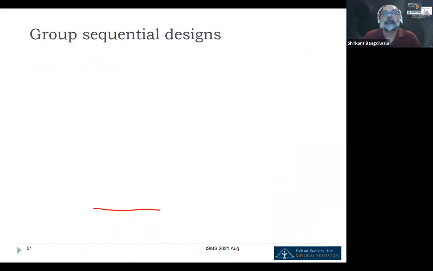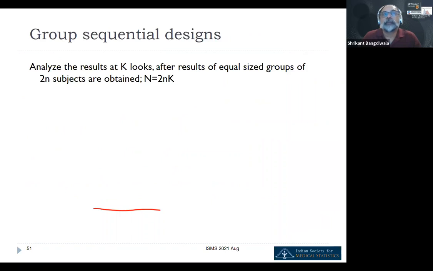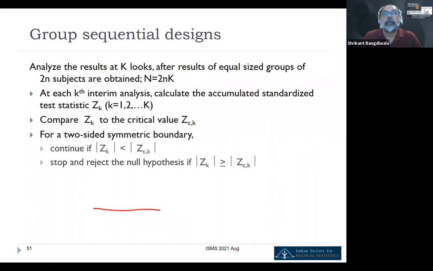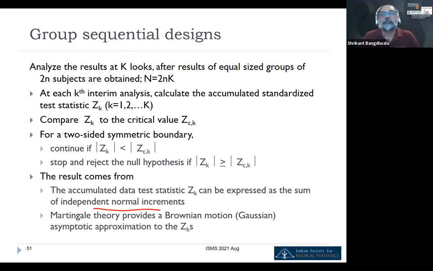This gave rise to group sequential designs, where equal-sized groups of patients or of information are analyzed at a pre-specified number of times. So these designs said that after results are obtained at the kth stage, you calculate the accumulated standardized test statistic, ZK, and compare it to a critical value. If you're below the critical value, you continue. If you're above that, you stop and you reject, okay? This comes from Brownian motion stochastic process analysis, because he was able to show that the accumulated ZK statistic can be expressed as the sum of independent normal increments.